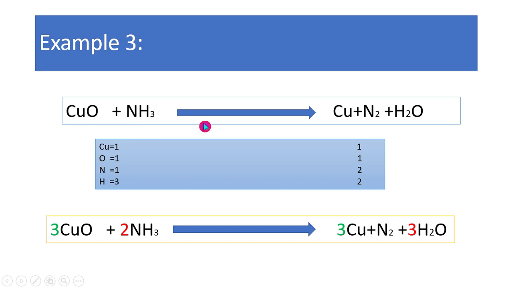Towards the reactant side, the number of nitrogen atoms is 1, and towards the product side, the number of nitrogen atoms is 2. So we first balance the nitrogen atoms by using the coefficient 2 here, so that the number of nitrogen atoms becomes 2 towards reactants as well as towards products. Now we balance oxygen atoms.